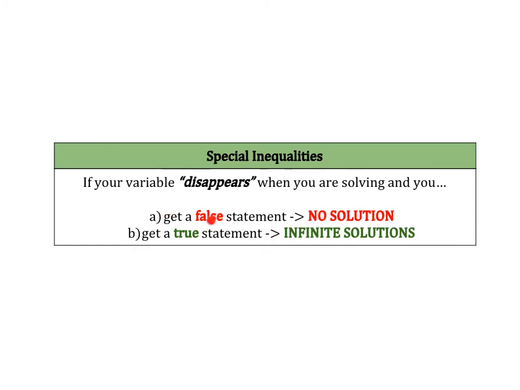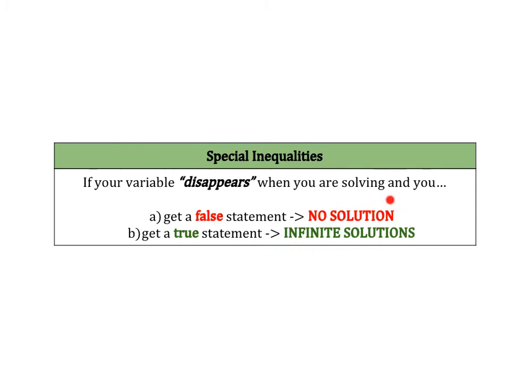The first option is if you're left with a statement that is false or not true, that means that we have no solution. So sometimes your variable will disappear and you're left with something that just is not true. It doesn't make sense. So that means it's no solution. However, if your variable disappears and you're left with something that is true, that means that we actually have infinite solutions, which means every single number in the entire world works for that inequality.